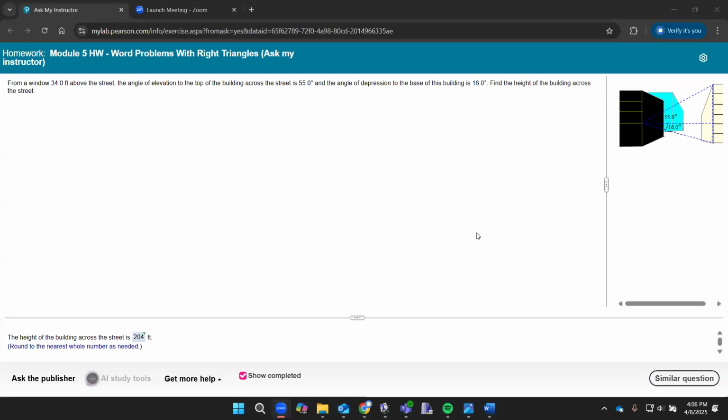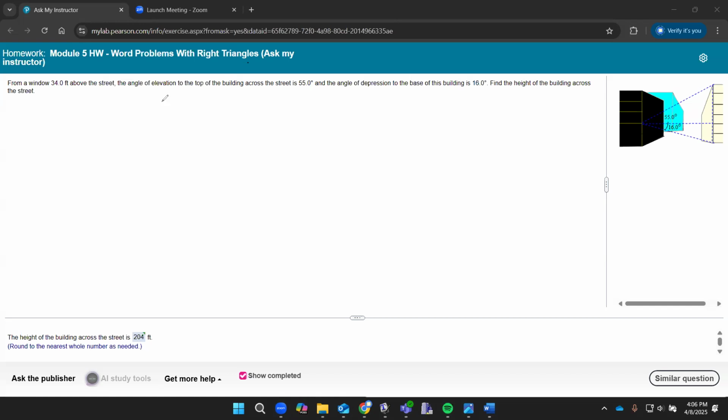Let's see what we can find out about this problem. From a window of 34 feet above the street, the angle of elevation to the top of the building across the street is 55 degrees. The angle of depression to the base of the building is 16 degrees. Find the height of the building across the street.